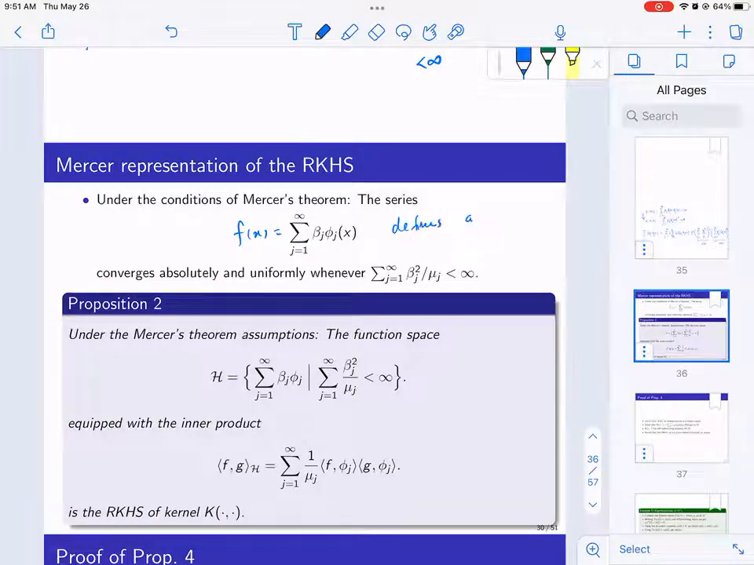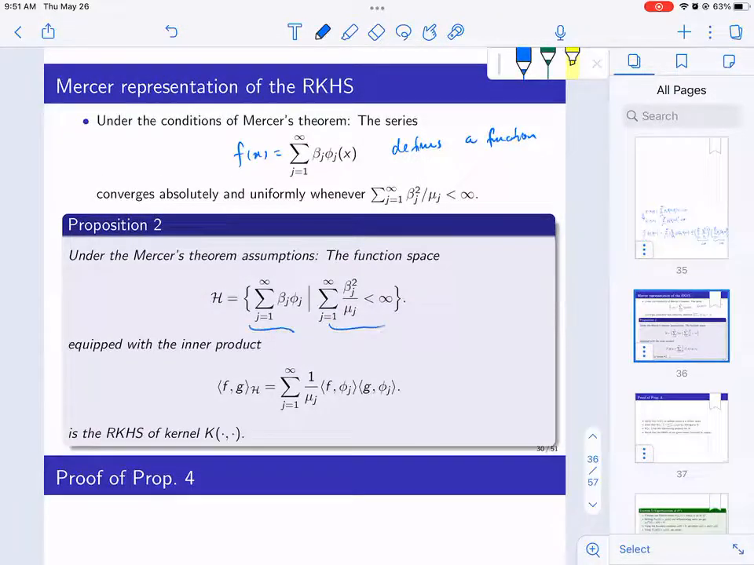It defines a function because of the pointwise convergence. So whenever beta j satisfies this, I'm going to look at all the functions that look like this, where beta j satisfies this condition. The claim is that when I equip this with this inner product, this is the RKHS of the kernel. So this answers our question, because this shows that these phi j's form a basis for H. And it's easy to see that they're orthonormal with respect to this inner product as well.